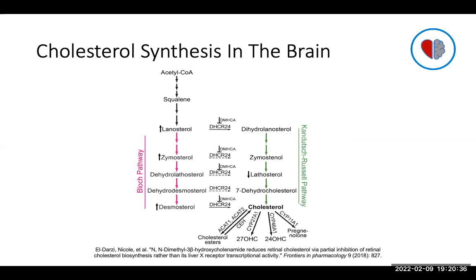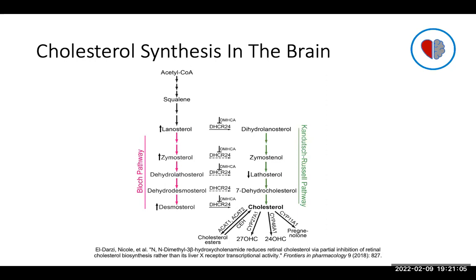Now you can see that desmosterol is one of the major things that are manufactured in the brain, in this pathway, in the Bloch pathway. And studies on people with Alzheimer's disease have found lower levels of brain desmosterol concentrations. On the other hand, these were not the same studies, so we cannot extrapolate from one to the other.